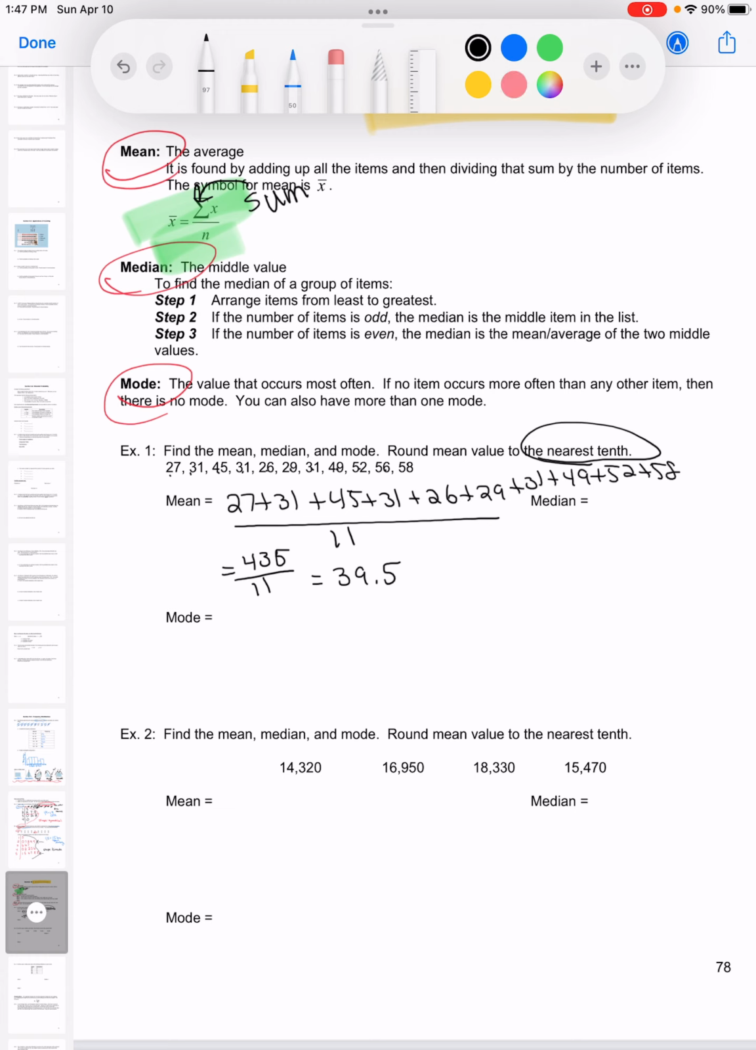Now the mode is the number that repeats the most. So in this set of data, 31 repeats 3 times. So it repeats more than anything else, so the mode is 31. For the median, I need to put the numbers in numerical order. So I'm going to come down here on the bottom to give myself room, and I'm just going to write the same set of numbers, but in order from smallest to largest.